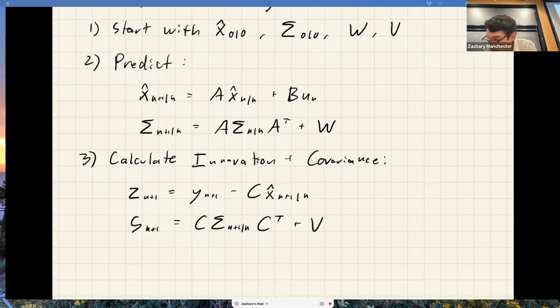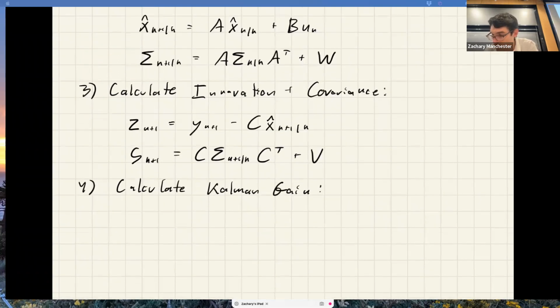Then I calculate my Kalman gain. So we did that one. L A plus 1 is.